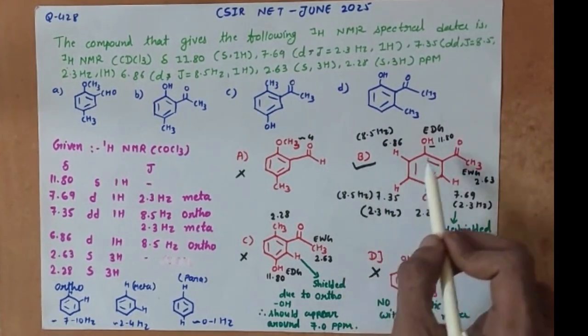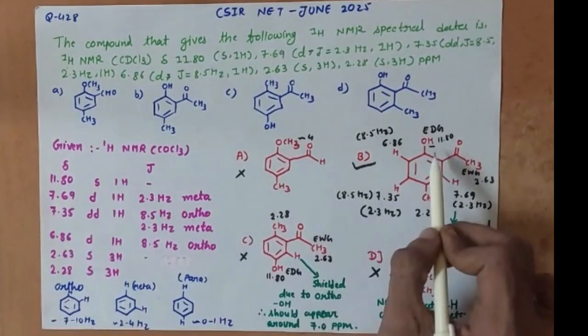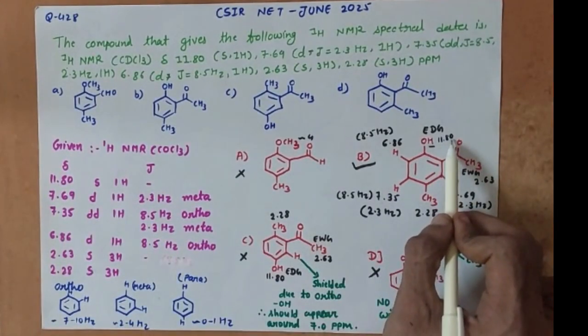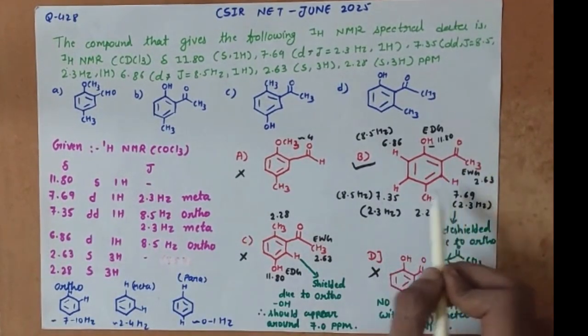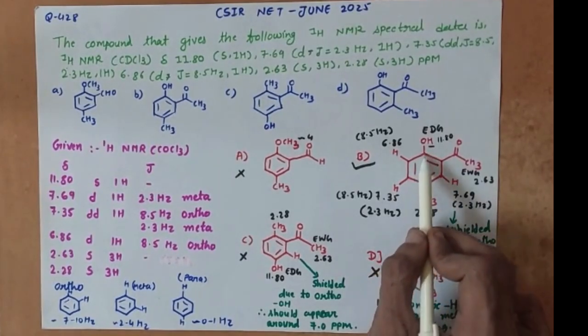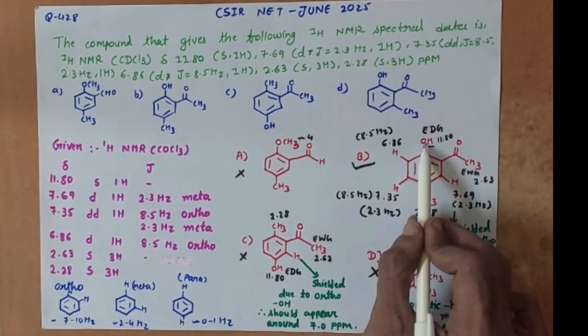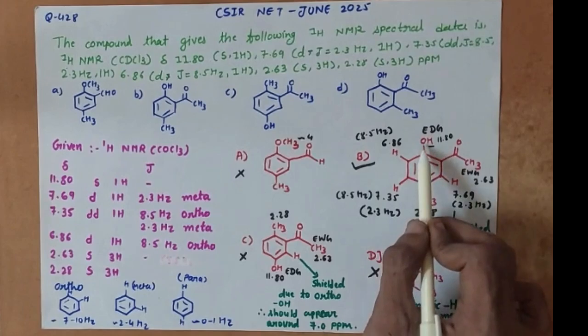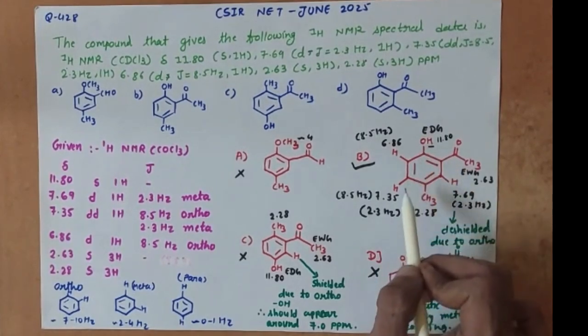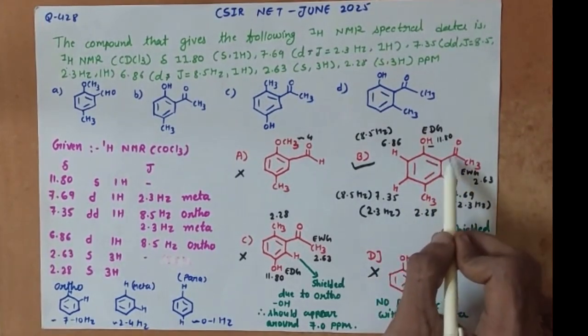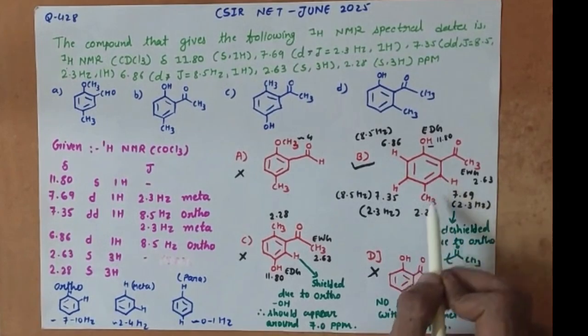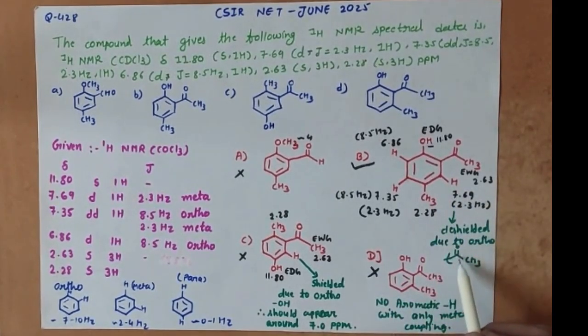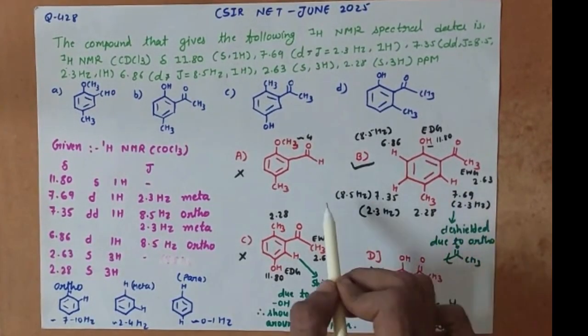In option B, the 1H at 11.8 is the OH, and 2 hydrogens are ortho with respect to the OH, and 1 hydrogen is meta with respect to OH, and 1 hydrogen is highly deshielded due to the presence of the carbonyl. Therefore our correct answer is B.